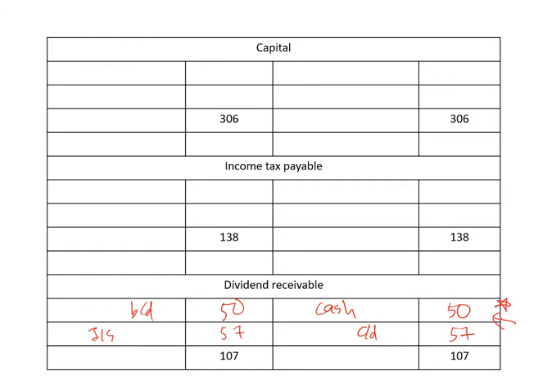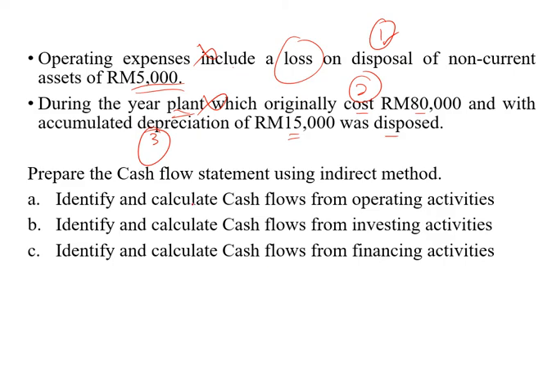You have two options, you remember? Dividend, interest, you have two options. You can either put under operating or investment. Up to you, you can choose. Okay, if the question never mentioned, it's up to you, you can choose. Okay, now we go on.